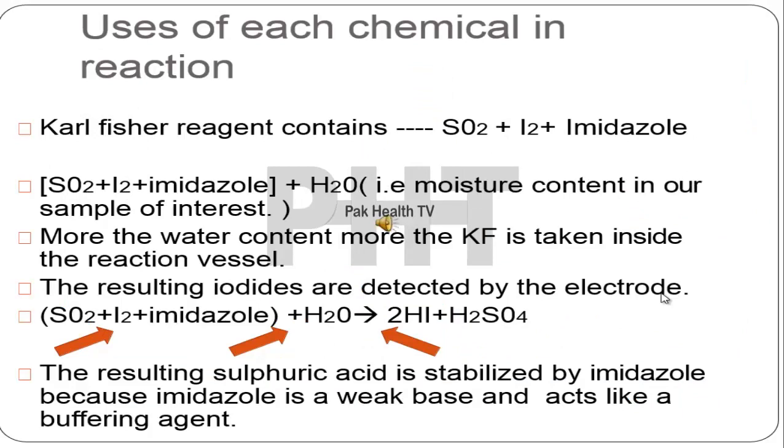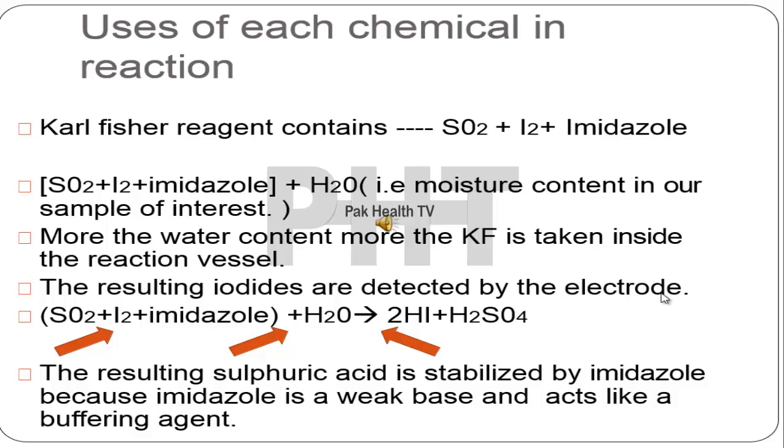Uses of each chemical in the reaction. Karl Fischer reagent contains SO2, I2, and imidazole. Karl Fischer reagent reacts with water present in the compound. The more the water content in the sample, the more Karl Fischer reagent is taken inside the reaction vessel. Resulting iodides are detected by the electrode.